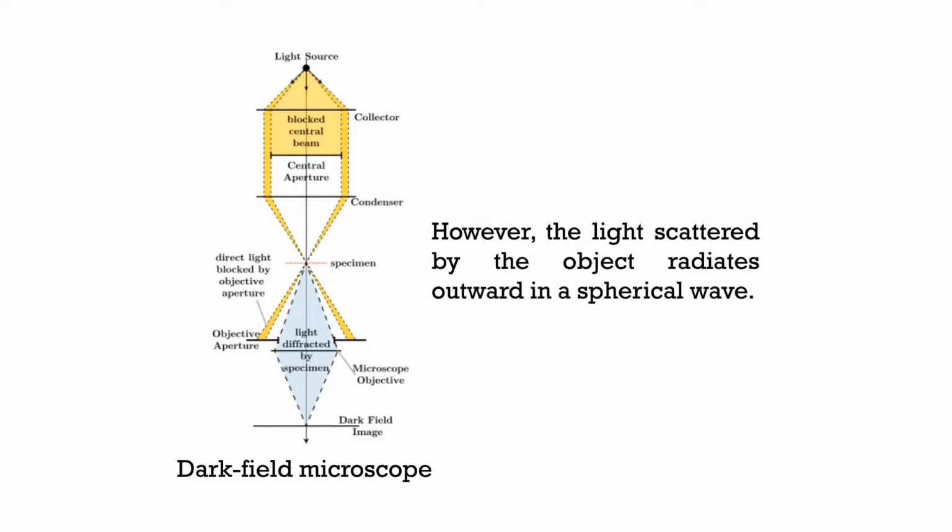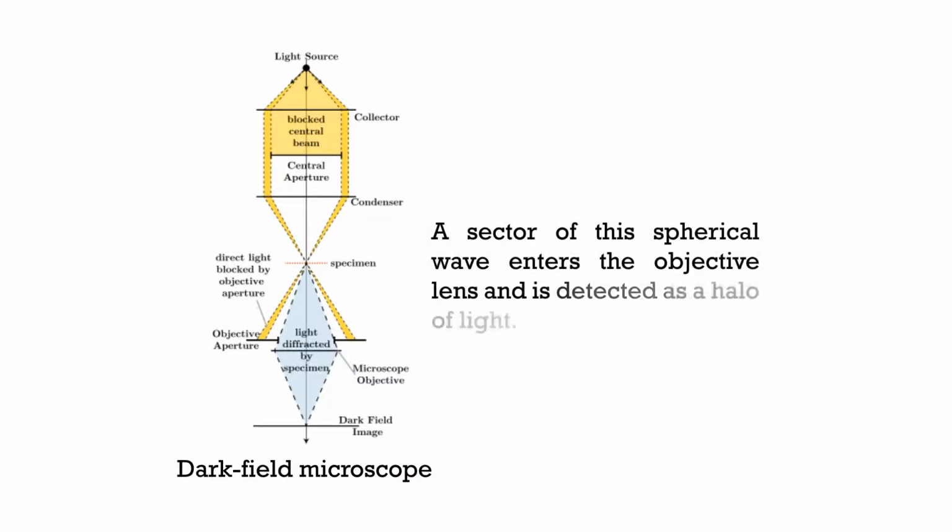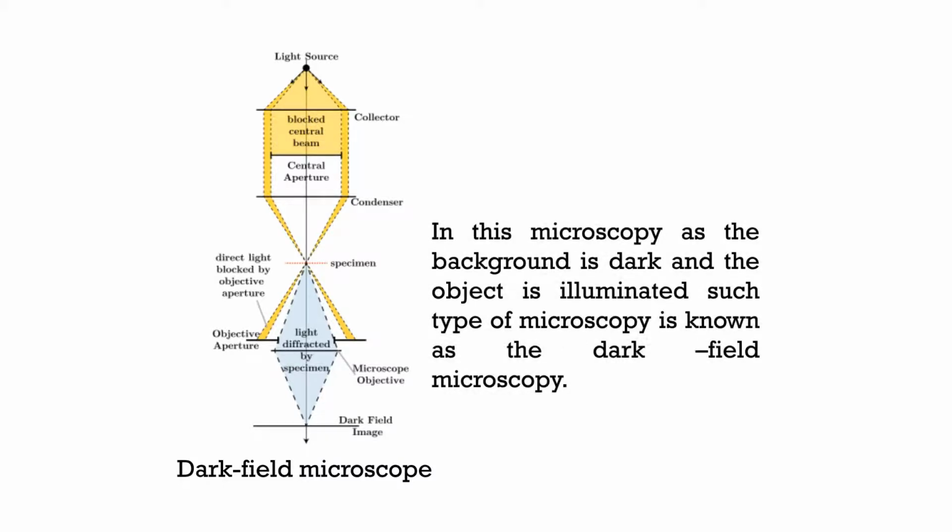However, the light scattered by the object radiates outward in a spherical wave. A sector of this spherical wave enters the objective lens and is detected as a halo of light. In this type of microscopy, as the background is dark and the object is illuminated, it is known as dark field microscopy. This dark field microscopy obtains better resolution than bright field viewing.